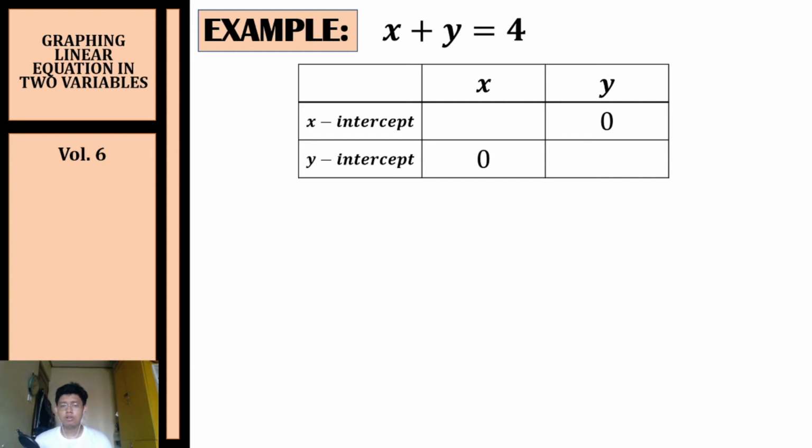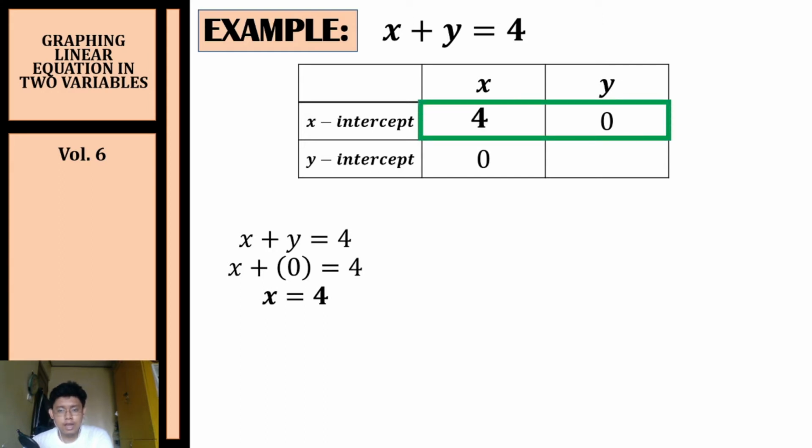The second step is for us to find our x-intercept and y-intercept. To find our x-intercept, we need to substitute 0 for the value of y in order to solve for the value of x. Doing that with the same equation, substituting 0 for y and solving for x, x will be equal to 4. Now our x-intercept is (4, 0).